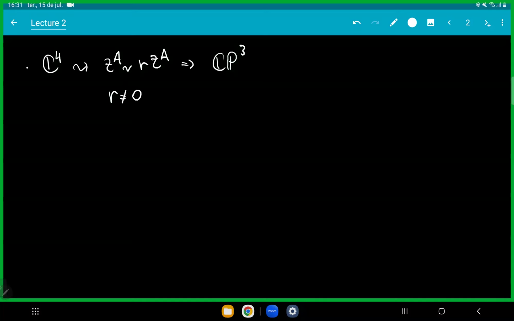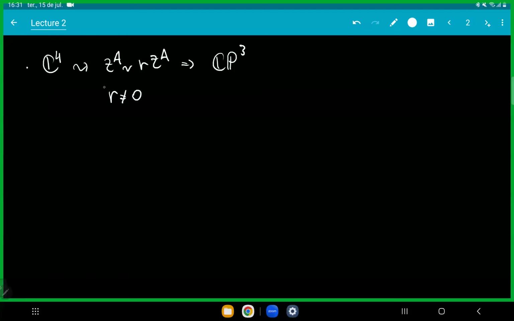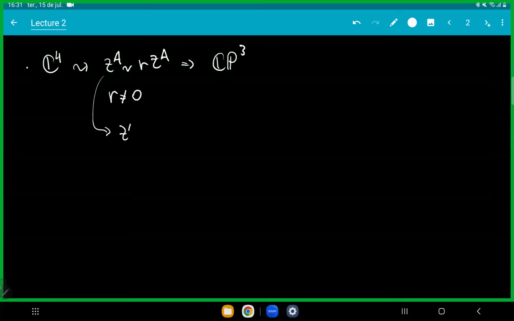And when I do this, I can also choose these coordinates to be of a specific form. What I chose was mu alpha dot and lambda alpha. If I just think about C4, this is just a choice of coordinates that I can make to write each point of this complex 4-space.